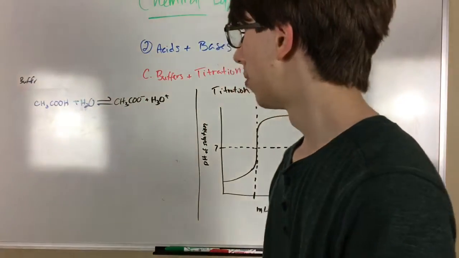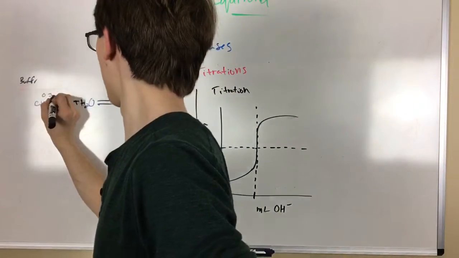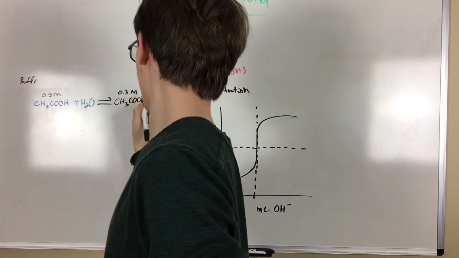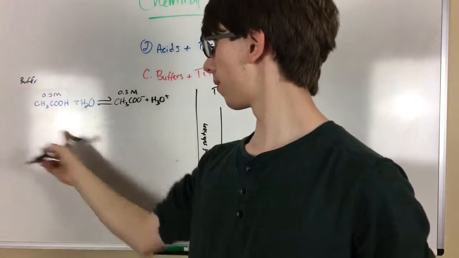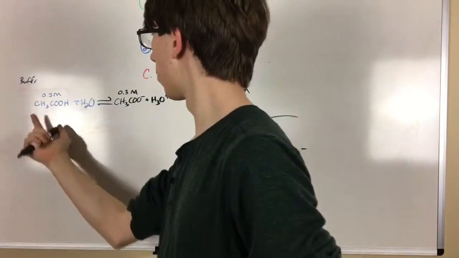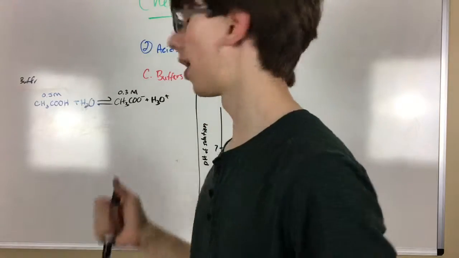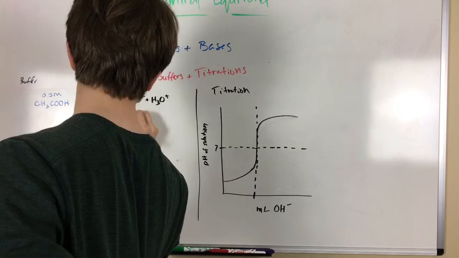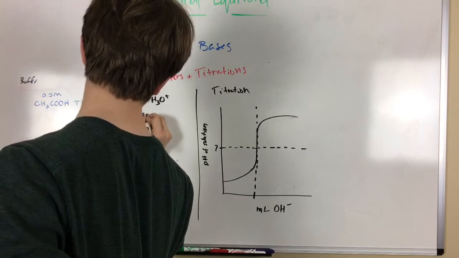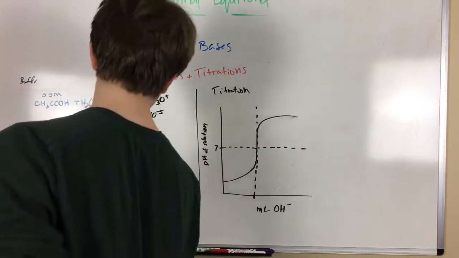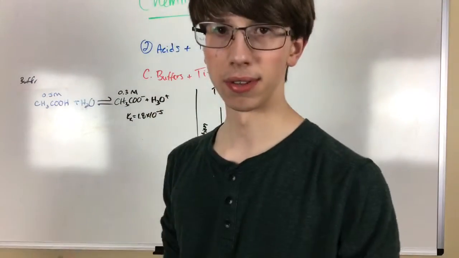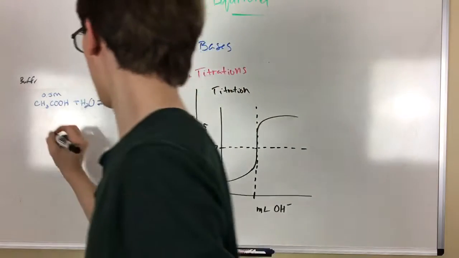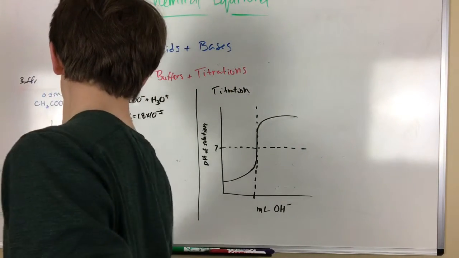This would be a buffer if this is in the solution and this is in the solution before it reaches equilibrium. Meaning that, say we have 0.5 molar of this and we have 0.3 molar of this. So we have 0.5 molar acetic acid and 0.3 molar acetate. Now if we know the Ka is equal to 1.8 times 10 to the negative 5, just like with ammonia, then we can do an ICE table.